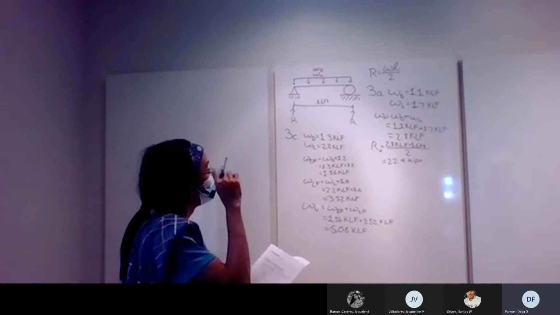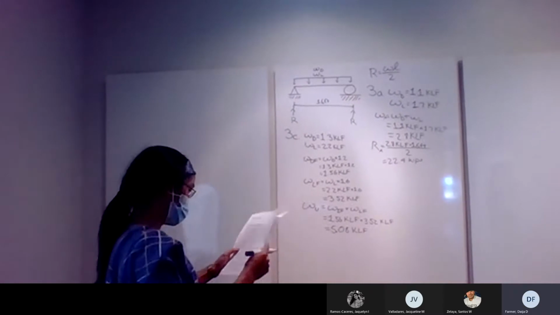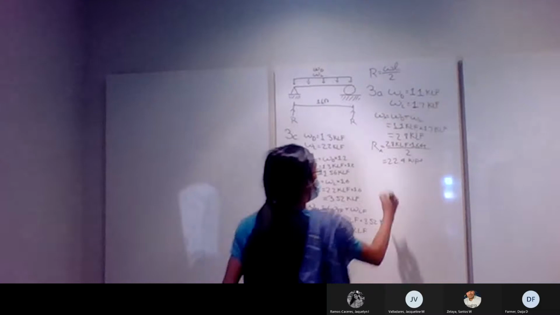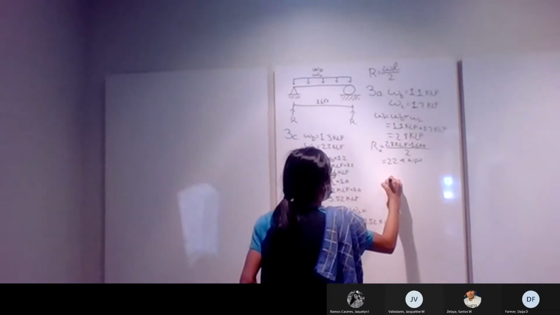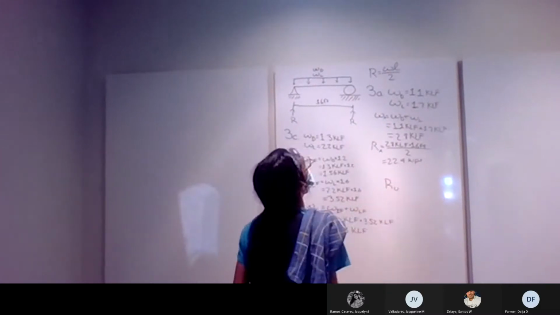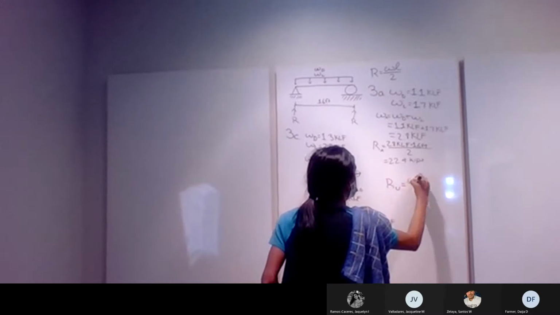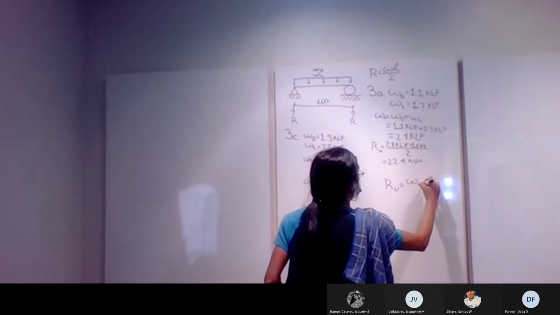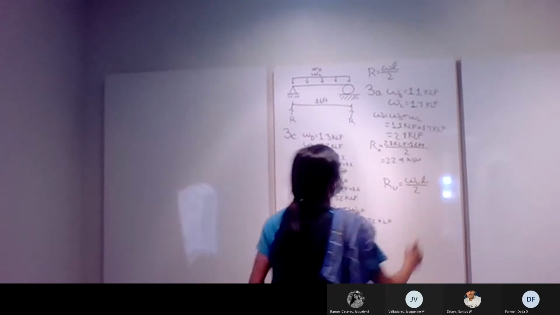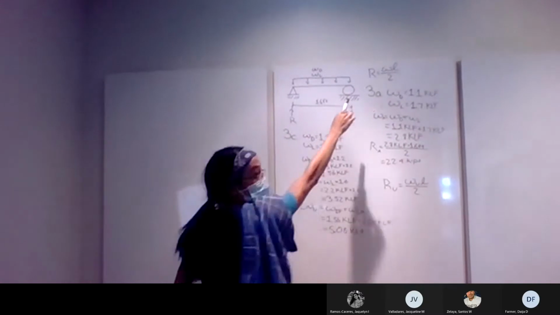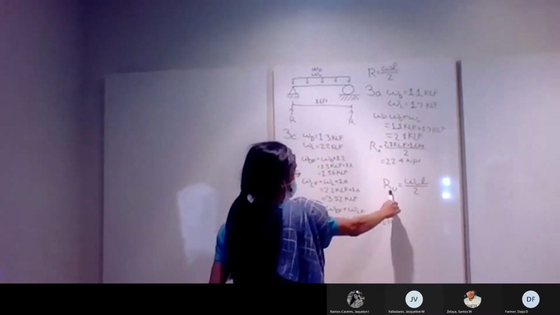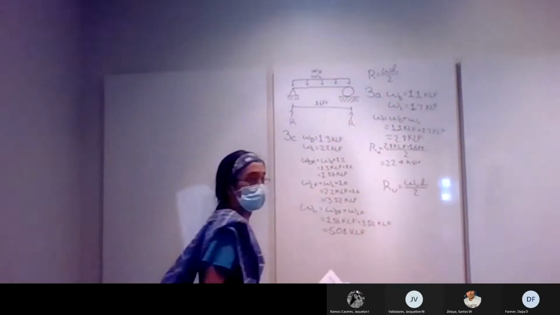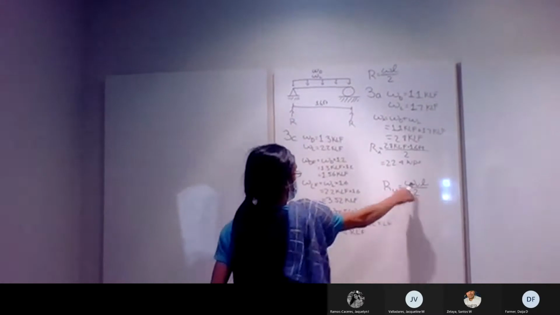Thank you. So now we're going to calculate the ultimate reaction. We're just going to do it right here. So R sub U is equal to omega sub U L over 2. I just took that formula up there that we were given, and then I just put subscripts of ultimate underneath the reaction and the load.